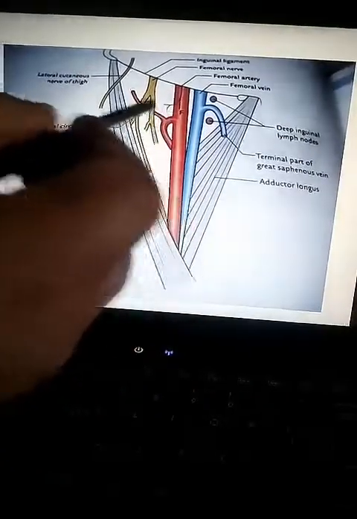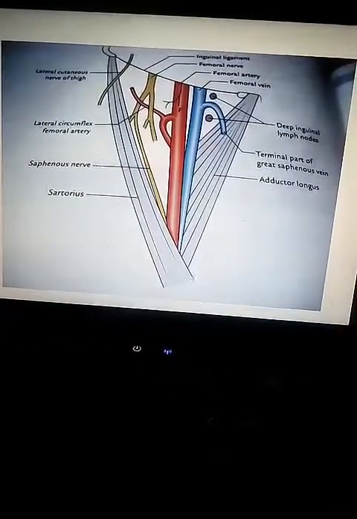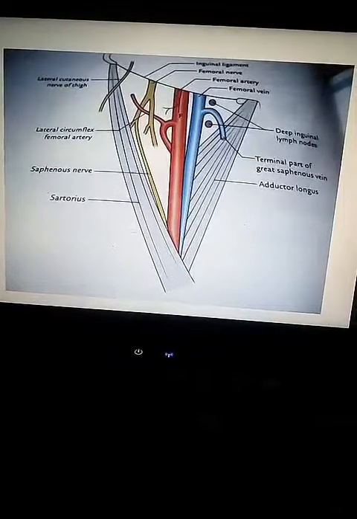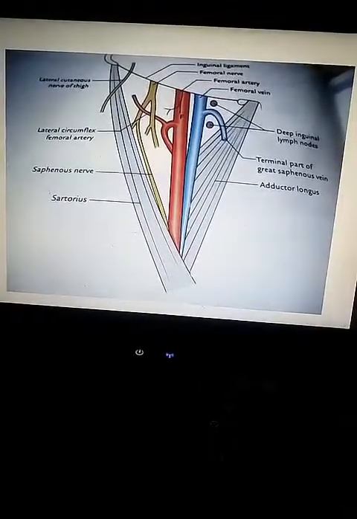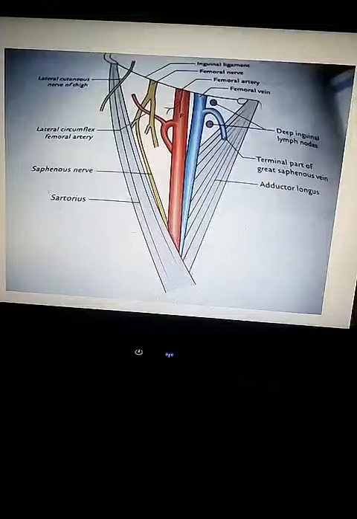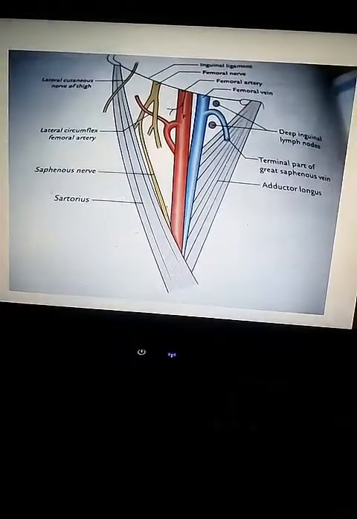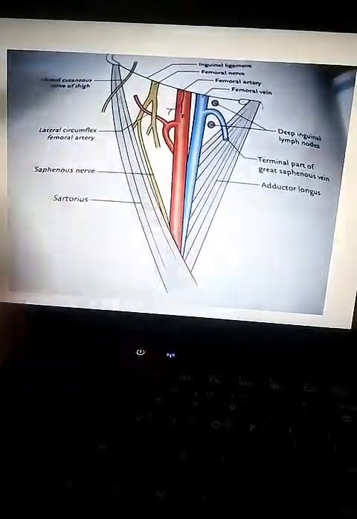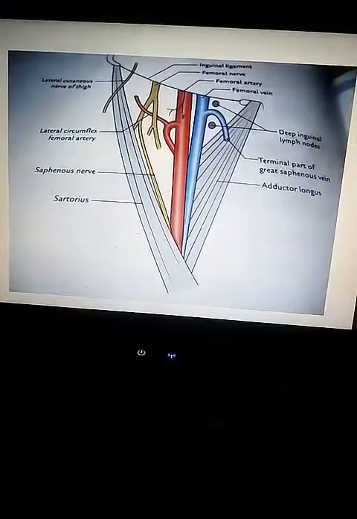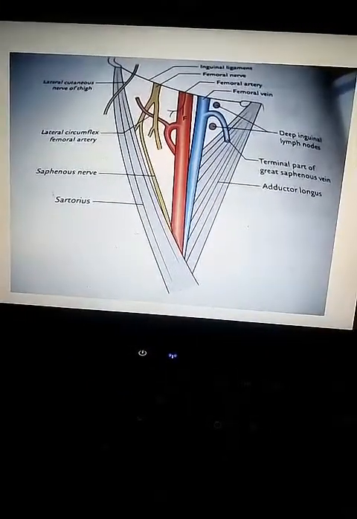The femoral artery gives three superficial branches that are the superficial epigastric, superficial external pudendal, and superficial circumflex iliac, and two deep branches, that is the profunda femoris artery and deep external pudendal.